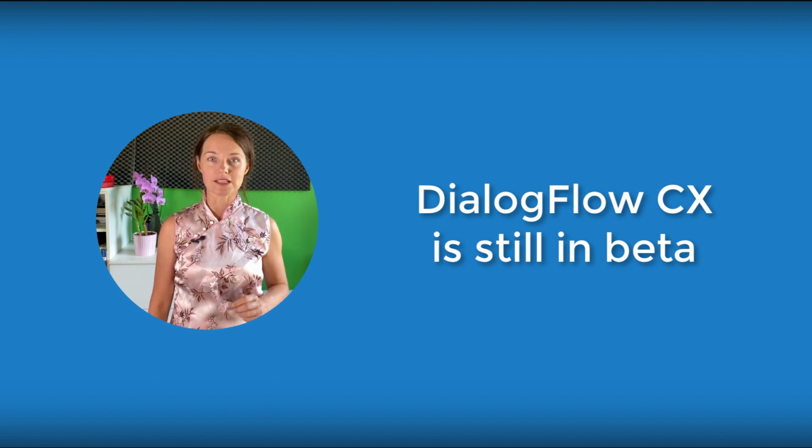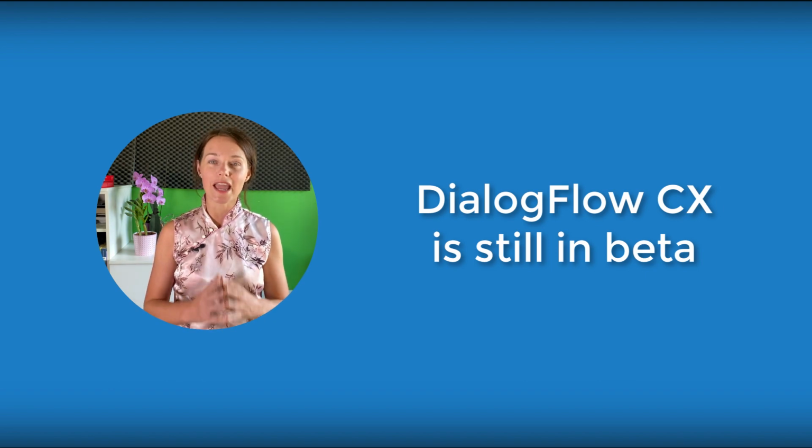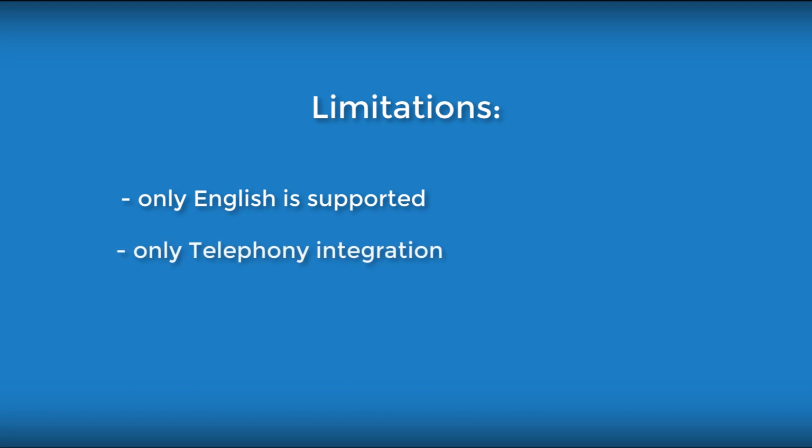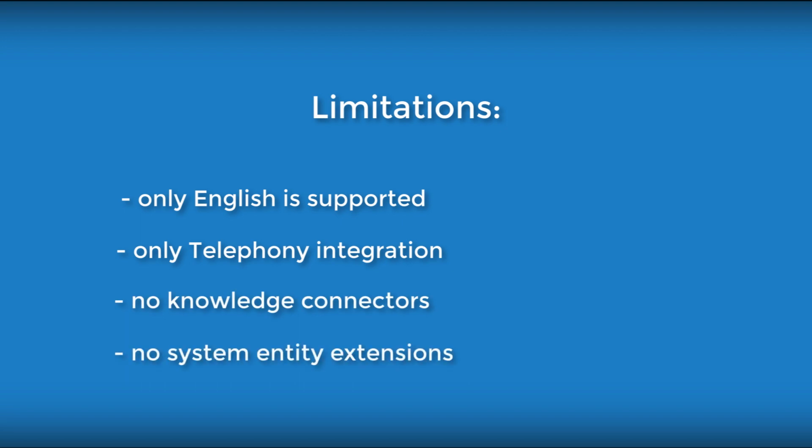The word out is that DialogFlow CX is far from the typical beta quality. Some even say that DialogFlow CX should still be in the lab. You'll see some big limitations. Only the English language is supported, and Telephony is the only integration possible. Knowledge connectors are not supported. System entity extensions do not work. For example, that means you cannot add foreign names. Basically, nearly all features in DialogFlow CX are in beta.